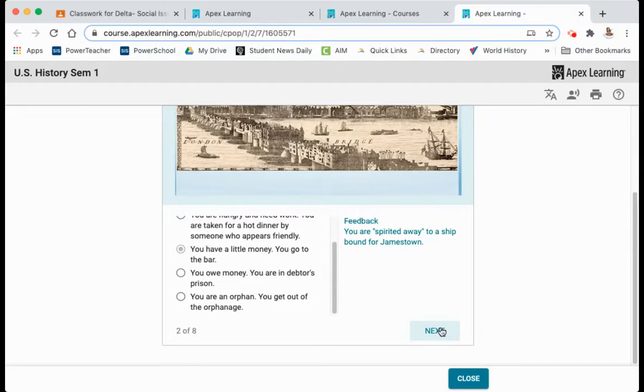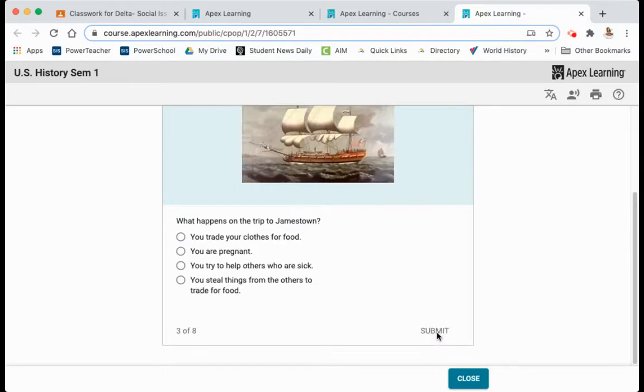Hit submit. Oh, I'm spirited away to a ship bound for Jamestown. So I'm heading off to Jamestown. What happens to the trip to Jamestown? I can trade my clothes for food.